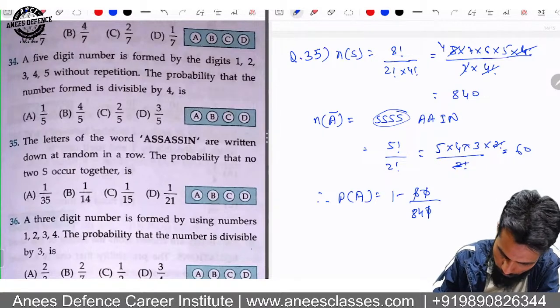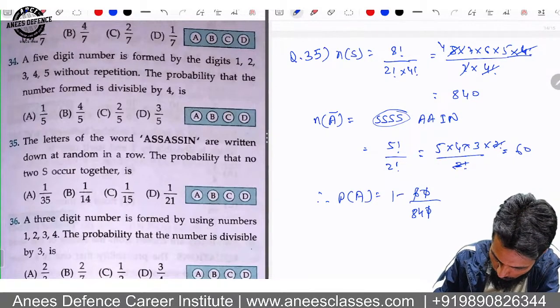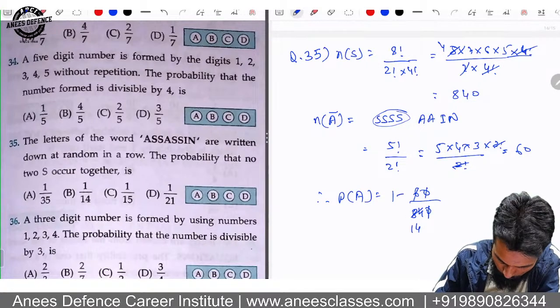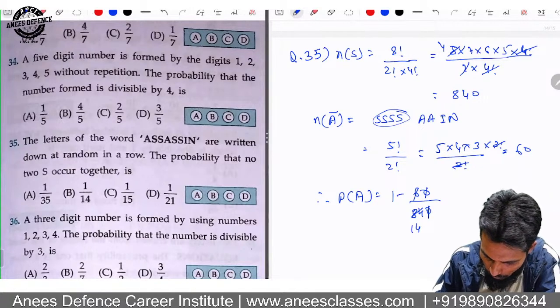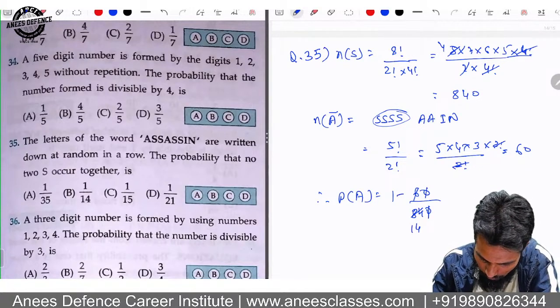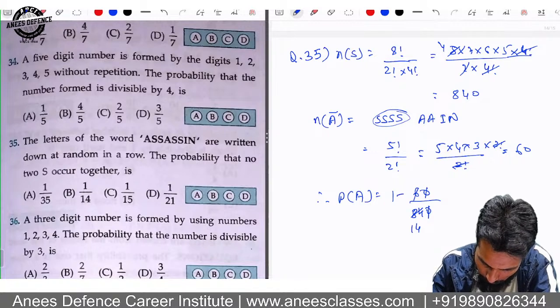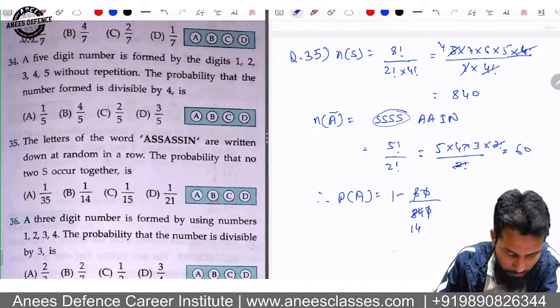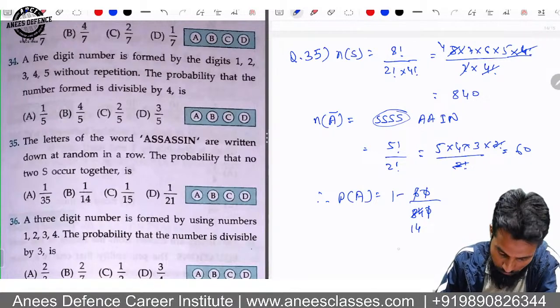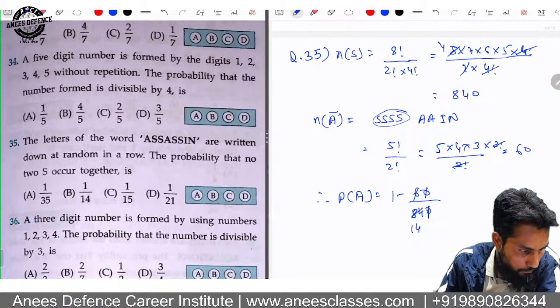1 by 14, yes. 6, 6, 1 ja 6, 6 4 ja 24. 1 by 14. Is there no need of subtracting then? They have said that no 2 S should occur together. I have taken together, so I need to subtract it also. So I am getting 1 minus 1 by 14. 13 by 14 is not in the options. Out of range.